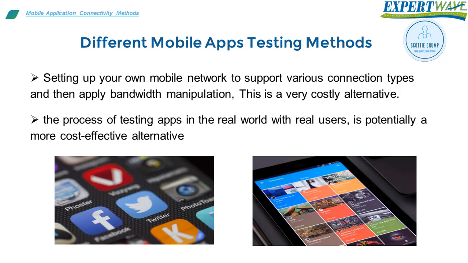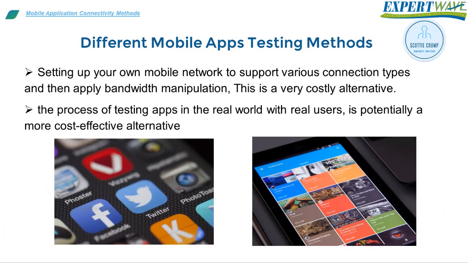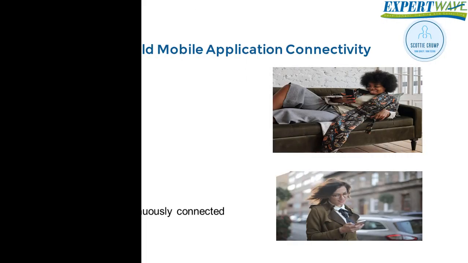Setting up your own mobile network to support various connection types and then apply bandwidth manipulation. This is a very costly alternative. Field testing. The process of testing apps in the real world with real users is potentially a more cost-effective alternative, but is limited with regard to the reproduction of tests.